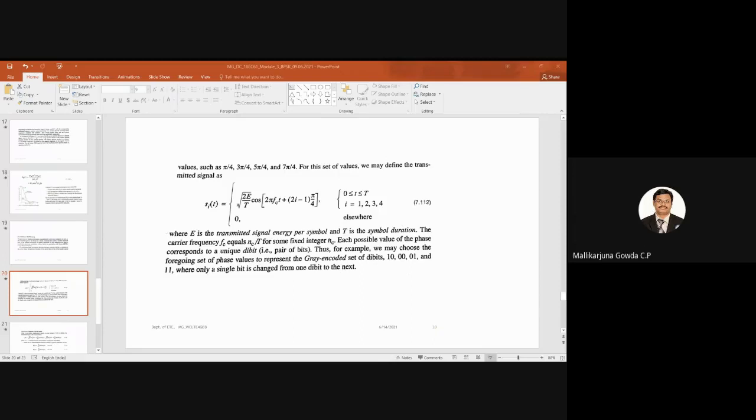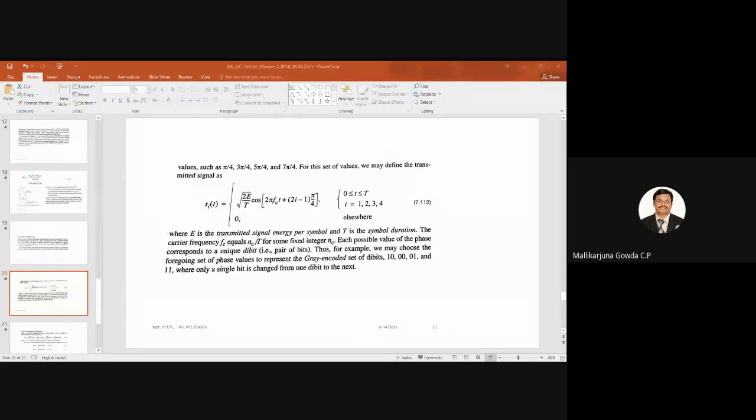And cosine of 2 pi fct is there anyhow, the first part. The second is about the phase, right? Think about how beautifully it is expressed mathematically. What is this? (2i minus 1) pi by 4. If I substitute the value of i as 1, then 2 minus 1 is 1, so I get a phase shift of pi by 4. When i is equal to 2, 2 into 2 is 4, 4 minus 1 is 3, so I get 3 pi by 4. Similarly, when i is equal to 3, 3 into 2 is 6, 6 minus 1 is 5, so 5 pi by 4. When i is 4, that is 8 minus 1, that is 7, so I get 7 pi by 4.